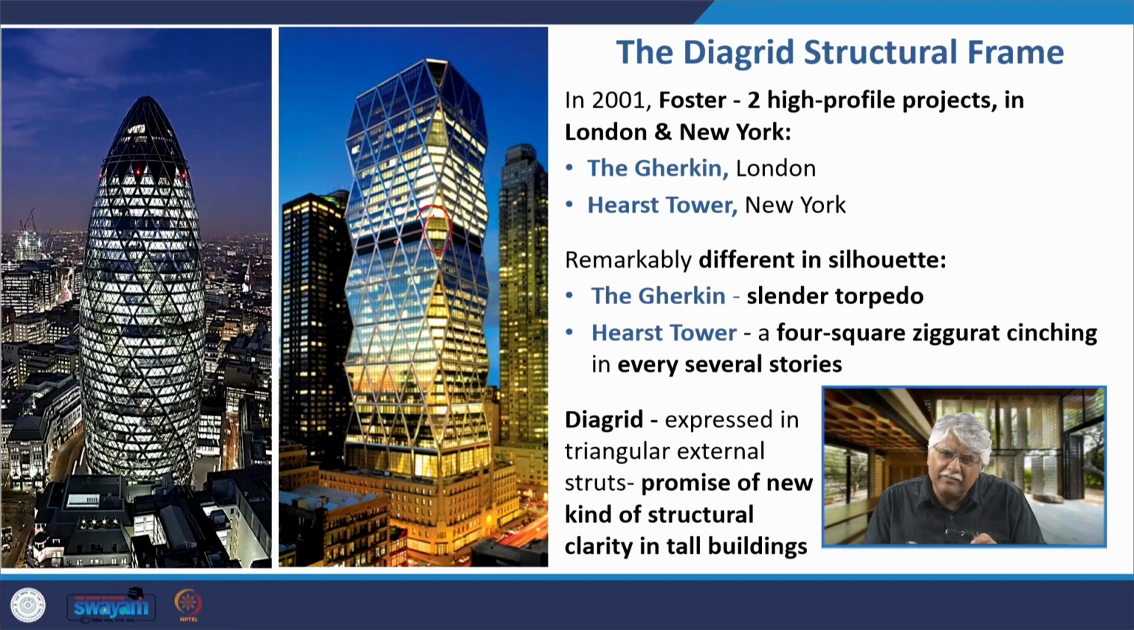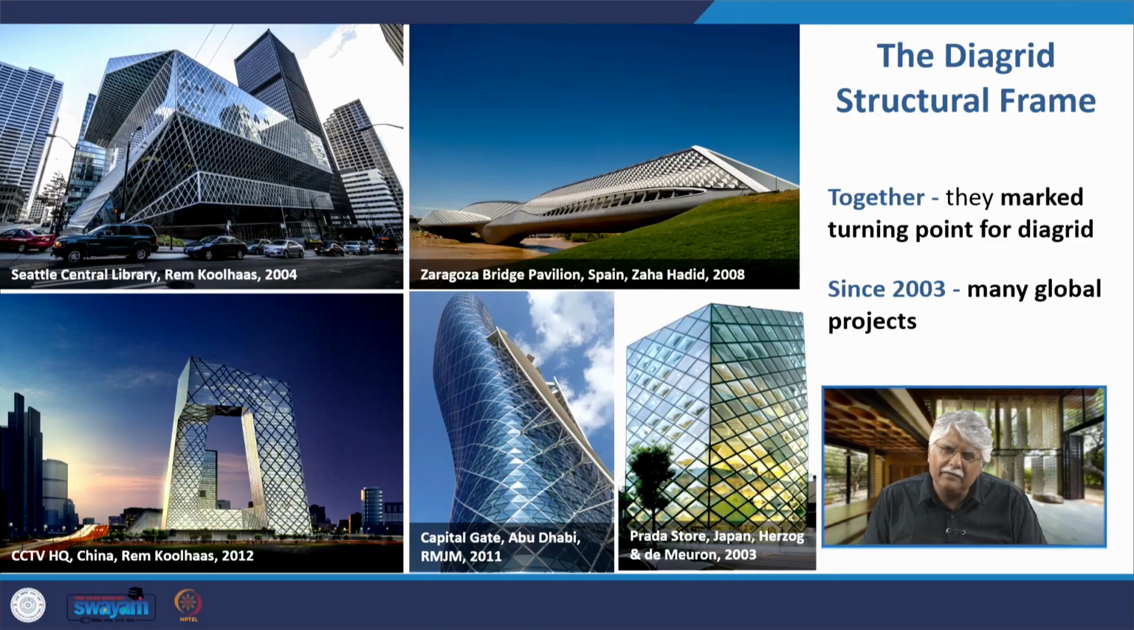The Diagrid expressed in these triangular external struts is a promise of a very new kind of structural clarity in tall buildings. Together they mark the turning point for Diagrid. Since the two buildings have been built, many global projects by various architects have come up. For example, this Seattle Central Library just mentioned by Rem Koolhaas, again this CCTV headquarters by Rem Koolhaas, by RMJM Capitol Gate building, this Zaragoza Bridge Pavilion by Zaha Hadid, the Prada store in Japan by Herzog and de Meuron are all examples of the use of Diagrid frames in various ways.